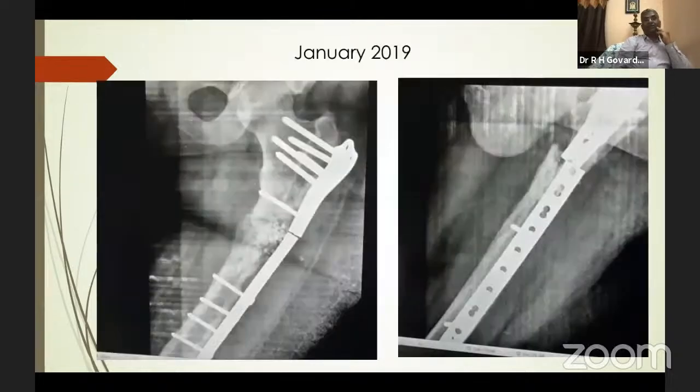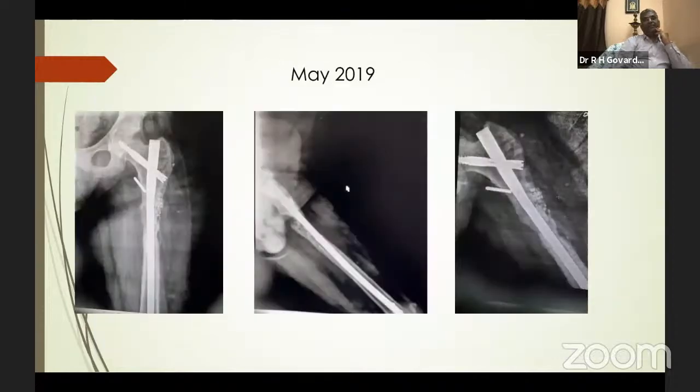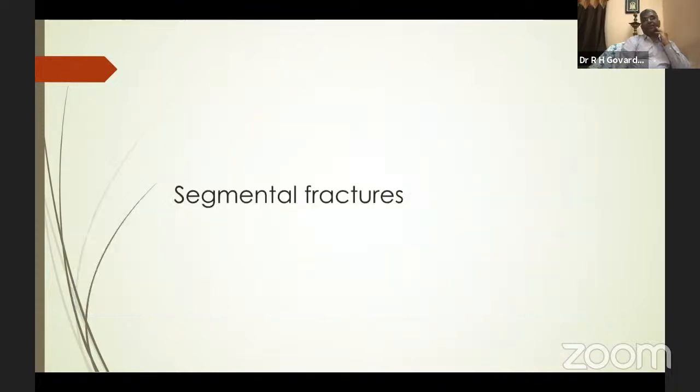But in January 2019, he came with pain. We found to our horror that there is a fracture of the plate, which means that there is still non-union at the local site in spite of all our attempts. So we removed the plate. We went back to fixing with an intramedullary fixation, and in 5 months' time, the entire fracture healed, and he has started going to college.